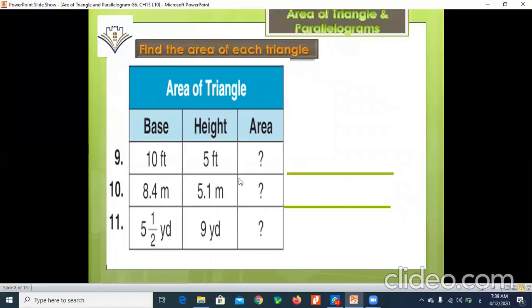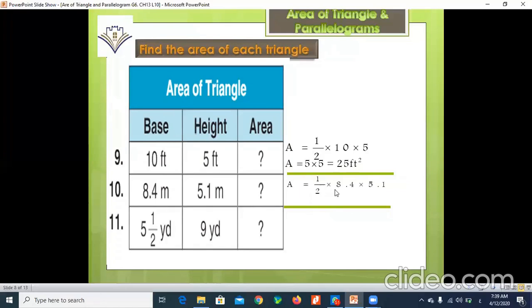Now find the area of each triangle. We have looked at this table. This is the area of triangle: the base, height, and the area. We said before, the area of triangle equals half multiply base multiply height. Then half multiply 10 multiply 5. Half of 10 is 5. 5 multiply 5 equals 25 square feet.